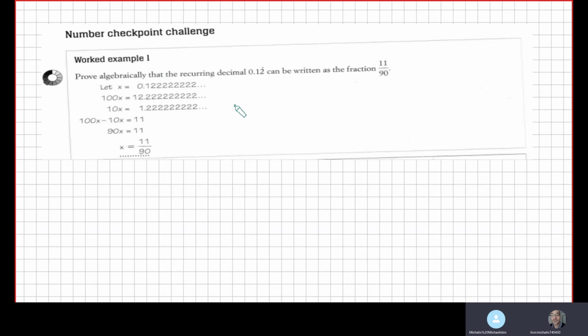And now I need to find a way to eliminate the recurring decimals, and that can be done by subtraction. If I subtract the first equation from the second, you see that the recurring decimals cancel out. So we have 90x is equal to 11, and then dividing both sides by 90, we have the value of the fraction as 11 over 90.